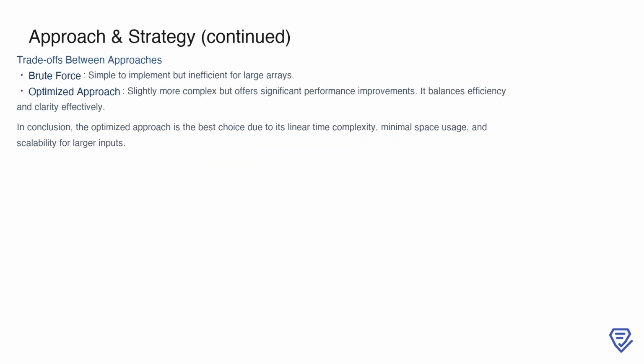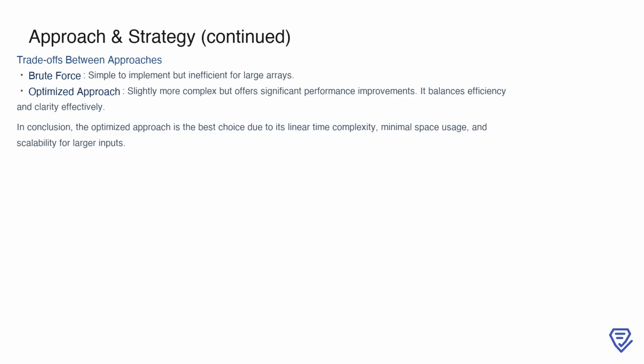When weighing the trade-offs between the two approaches, the brute force method stands out for its simplicity and ease of implementation. However, its inefficiency for larger arrays makes it less practical in scenarios where performance matters. On the other hand, the optimized approach achieves a much better balance between clarity and efficiency. Its linear time complexity ensures scalability for larger inputs, while its constant space usage minimizes memory overhead.